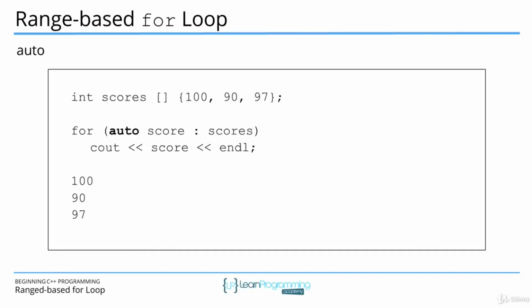We actually don't have to explicitly provide the type of the variable. Instead, we can use the auto keyword. This tells the C++ compiler to deduce the type itself. In other words, you're asking the C++ compiler to figure out the type based on the declarations. So in this case, the compiler sees that you're using a collection scores in the loop. So it looks at scores and it sees that it's an array of integers. So it uses an integer for the score variable.